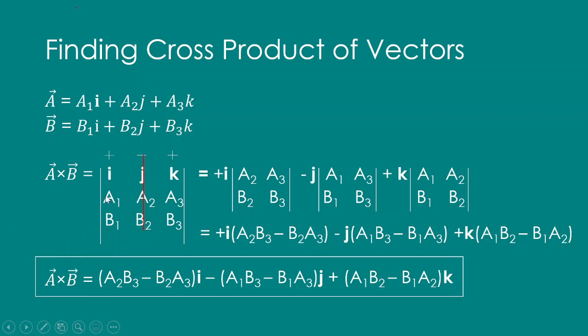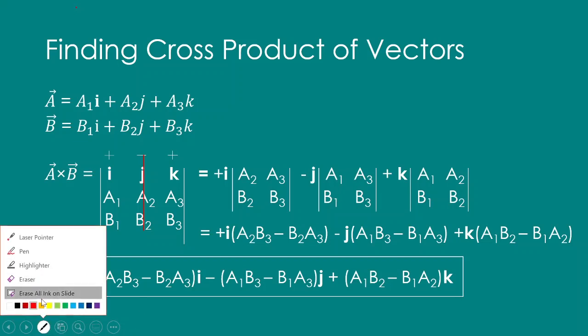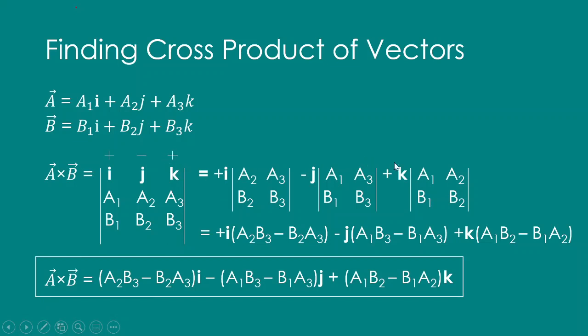So I have A1, A3, and B1, B3. So I write A1, A3, B1, B3. Similarly, to find for the K, it's a positive K. So I write positive K outside, and to find what's inside of this thing, we just cover the K, and then we write A1, A2, and B1, B2.